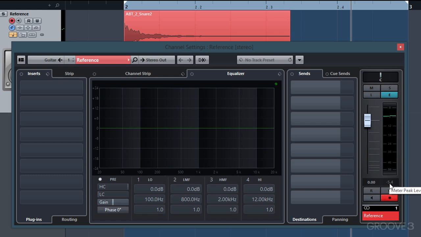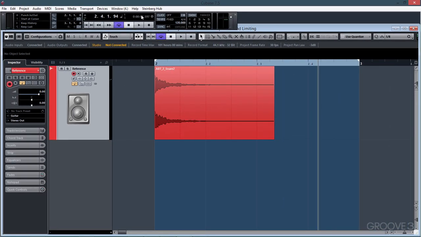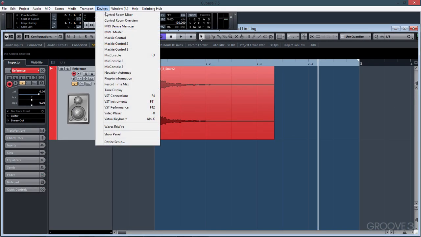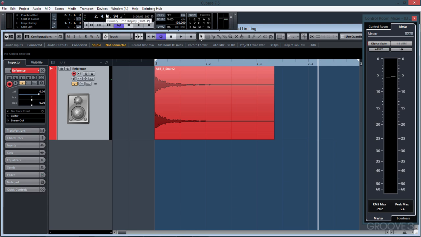Now we can't view the RMS value from the channel settings window. Instead, we have to go up into the control room mixer under devices and then control room mixer. And you can see this gives us an expanded meter with a few extra options at the bottom, where we can monitor our peak value and also our RMS value. So if we reset these values and play our sample back, you'll see that these two values are going to be quite different.